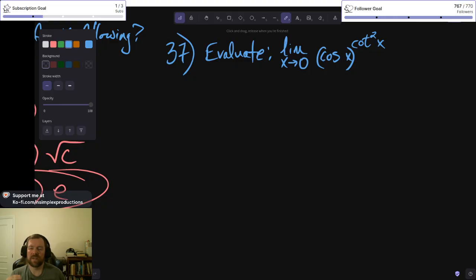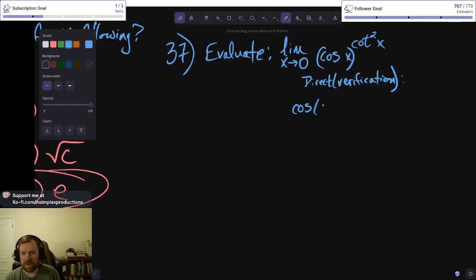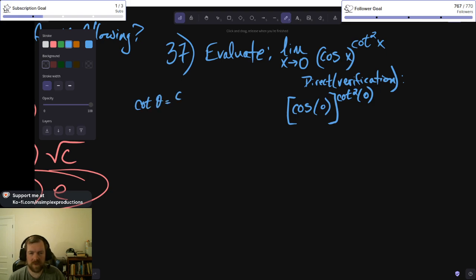Okay. So as x goes to 0, do a direct plug-in or a verification that this is not in fact going to work. So this is going to be the cosine of 0. Bracket raised to the cotangent squared of 0. And if we remember, cotangent of theta is equal to the cosine of theta over the sine of theta.